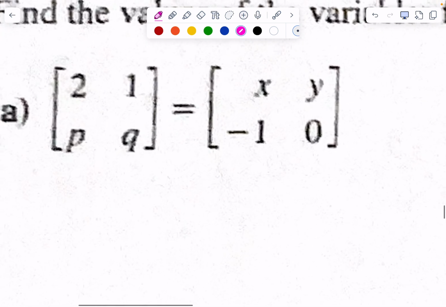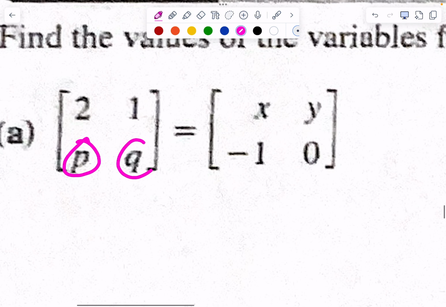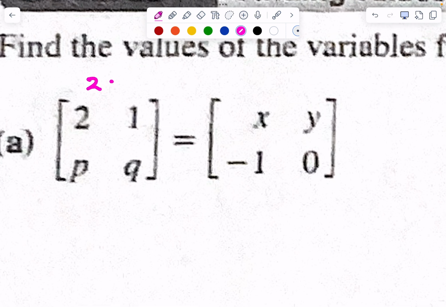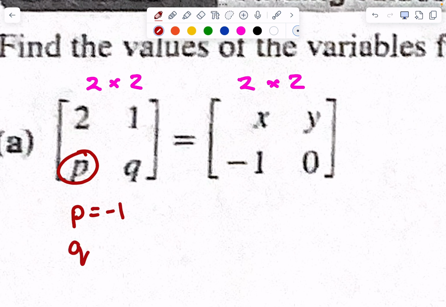All right, so in part A, they're asking what P and Q have to be and what X and Y have to be in order for those two matrices to be the same. This seems a little silly, but whatever. This is a 2x2 and this is a 2x2 as well, right? So they can maybe match up, but what would P have to be? -1. What would Q have to be? 0. What would X have to be? 2. What would Y have to be? 1. That's all.